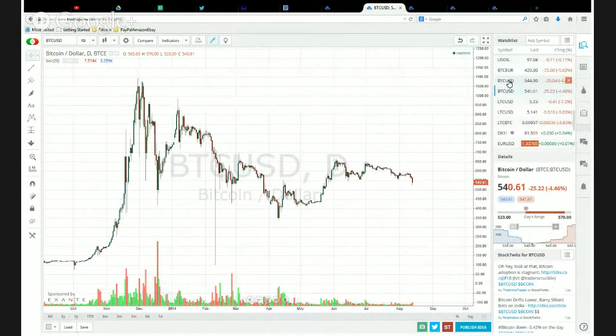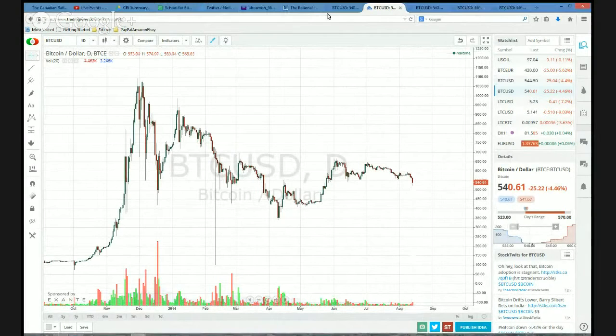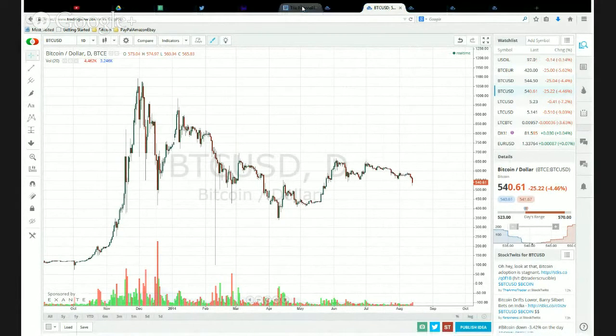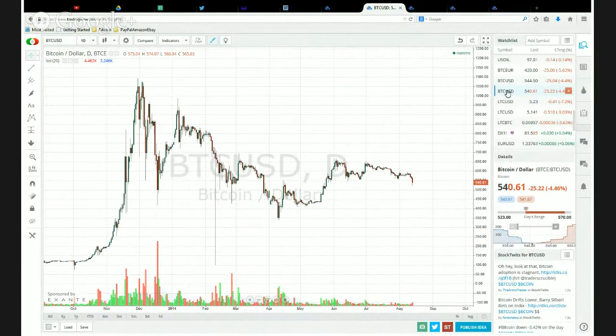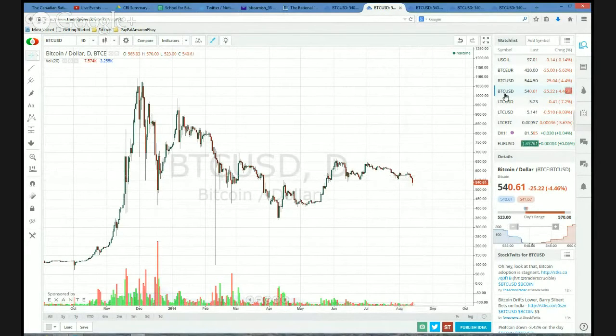Here's our, what is this? This is Bitfinex, 544, down 25. Here's our, is this Bitstamp here? Anyway, long and short of all this is that's BTC. Okay, so that's our real-time chart there.